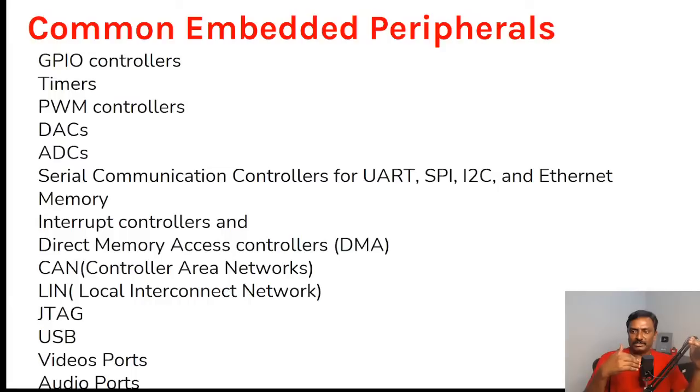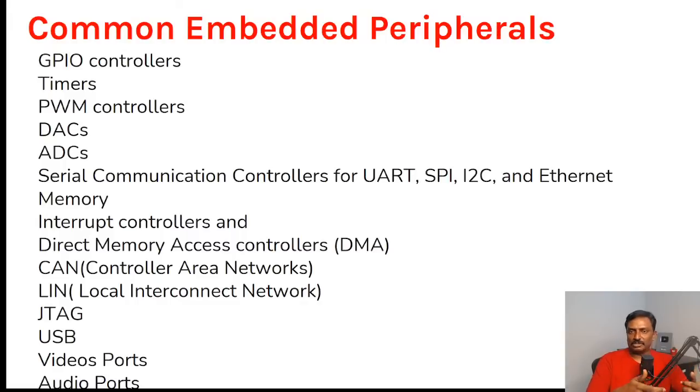So these are the common embedded peripherals. Is that clear? GPIO controller stands for general purpose input output. I'll repeat: you could interconnect LEDs and sensors to the GPIO pins. Timers are used to count events or as a real-time clock. PWM controllers, pulse width modulation controllers, generate PWM signals for motor control. DAC, digital to analog converters, and ADC, analog to digital converters, interface with audio codecs and video codecs. Serial communication controllers include UART, SPI, I2C, and Ethernet, and then HDMI and TFT.